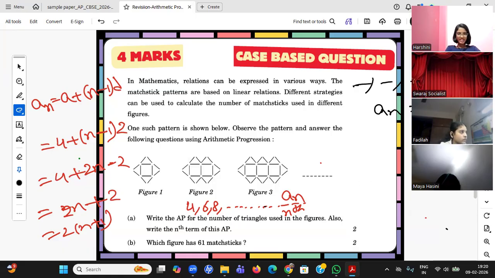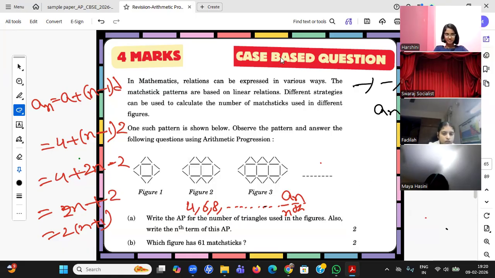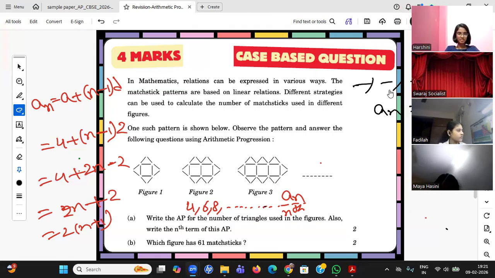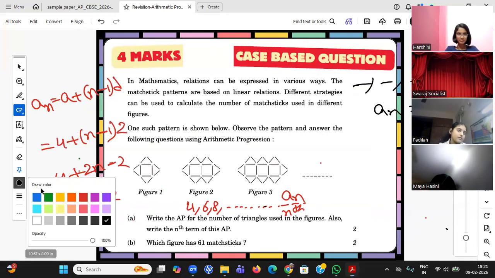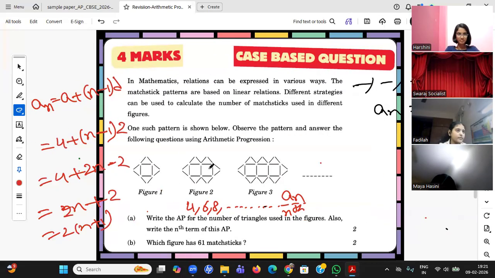Okay. Why are students not getting the answer? Let me see. Some students are giving answers, but I don't see that the answer is right. Maya, not possible. Rujita, none of the figures have 61. Acha, so you are getting the n value as a fraction, student. Okay. Yes, sir. Sir, I got it as 8. You got 8. Acha. Okay.